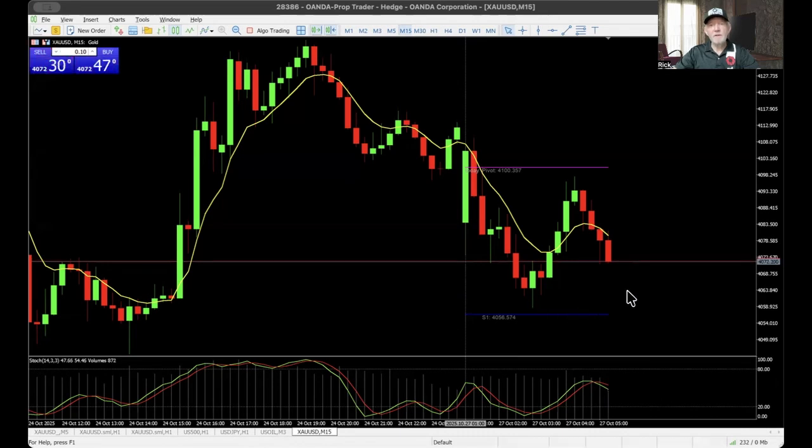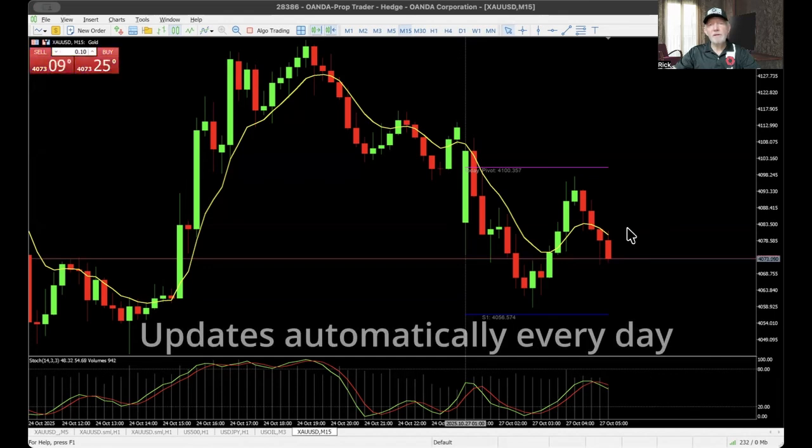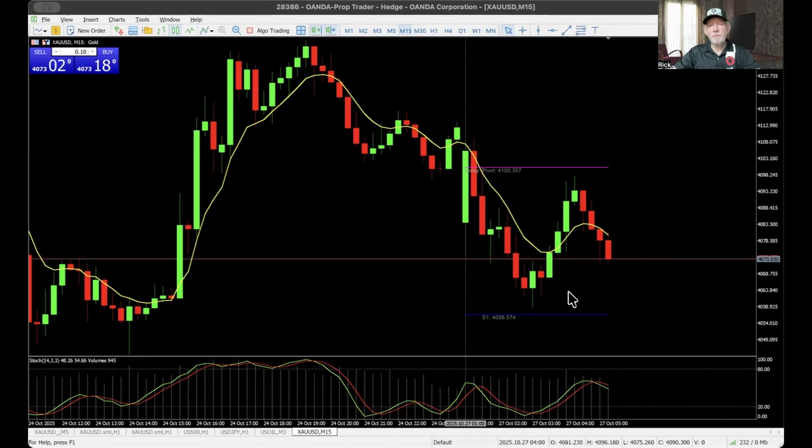And this is an MT5 indicator that I have been using for 10 years. It's very reliable, and this helps me to determine whether or not I'm going to hold a trade for very long. And this indicator is great. It automatically updates every day. So when you get started with the market, you know what your resistance and support levels are.